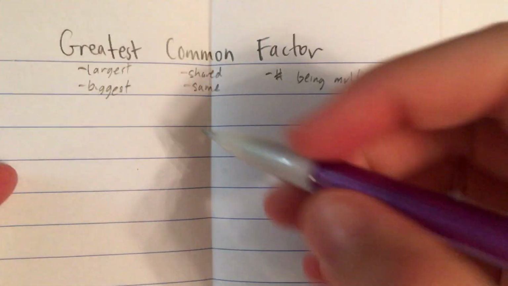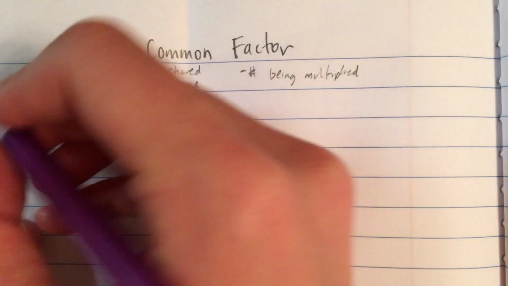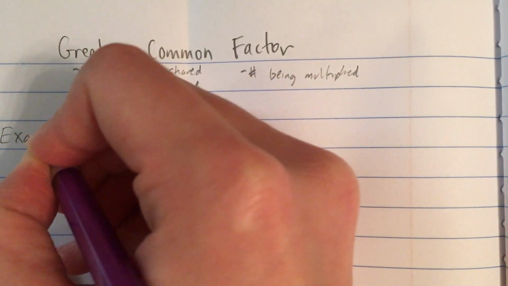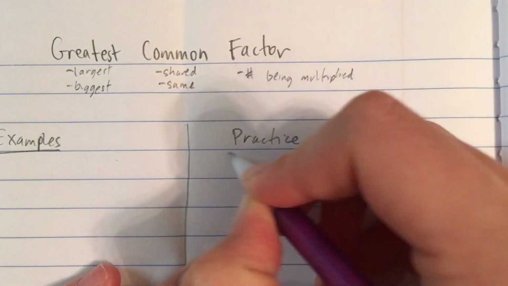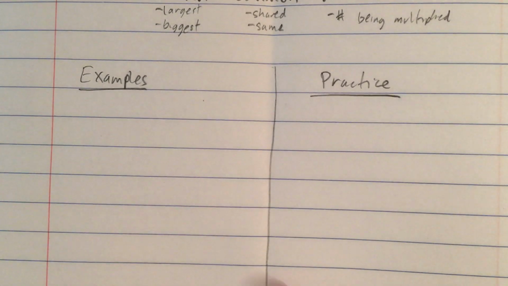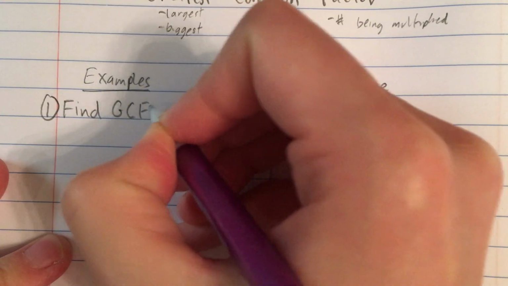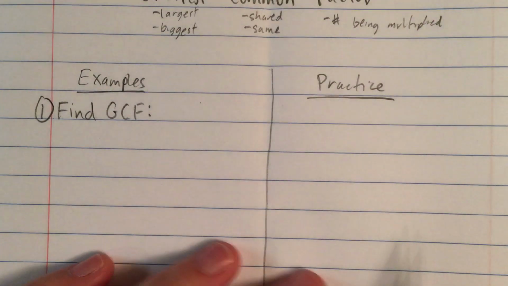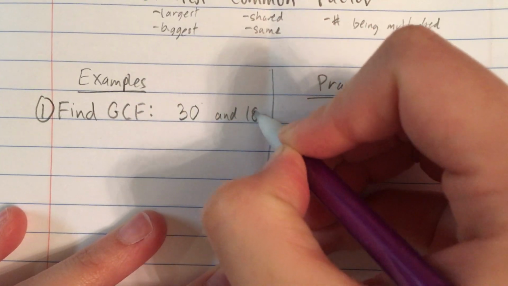Okay, go ahead and take your page and just fold it. And you can even kind of draw a line in that fold. We're gonna make an example column and a practice column. Okay, so first example. Let's find the greatest common factor, GCF. Okay, and we're gonna find the GCF of 30 and 18.